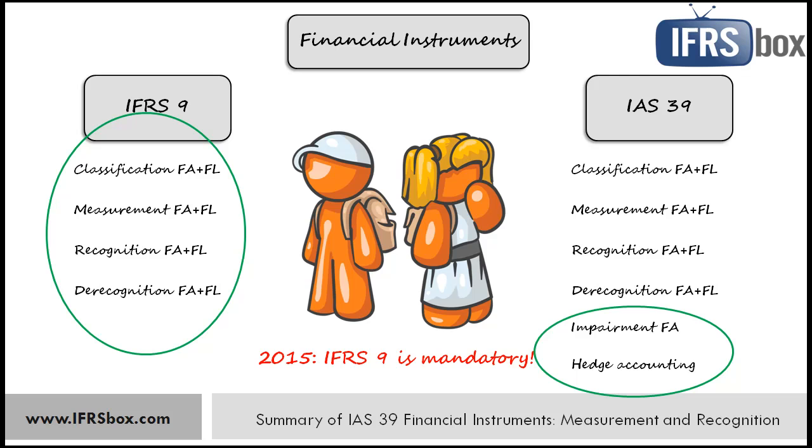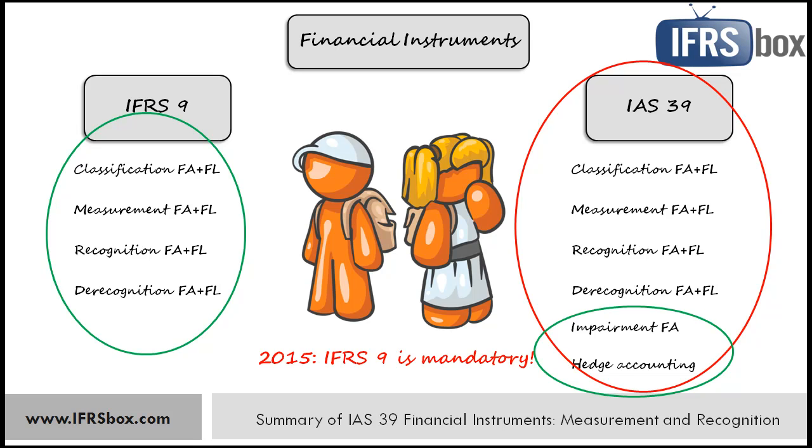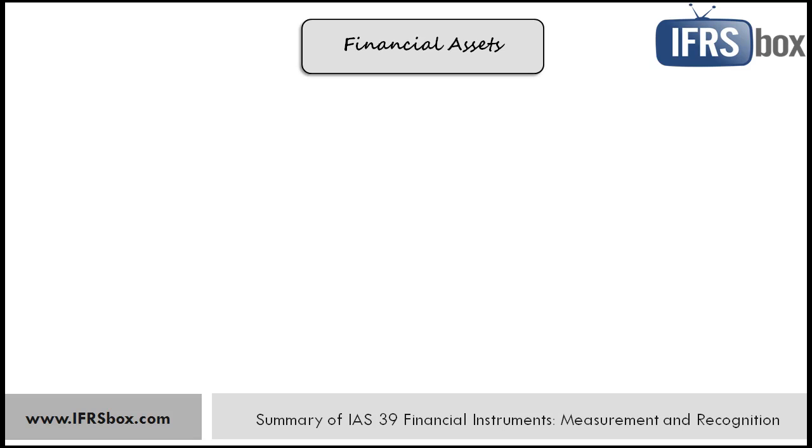In this case, you would apply IFRS 9 for classification, measurement, recognition and derecognition of financial assets and liabilities. For impairment and hedge accounting, you would apply old IAS 39 because IFRS 9 does not contain the new rules for those areas yet. You can also decide to apply IAS 39 in full. In this case, you can completely forget about IFRS 9 until 2015. Therefore, this video is about old IAS 39 in its entirety, but we will touch only the major points due to its complexity. So let's talk about the financial assets first.